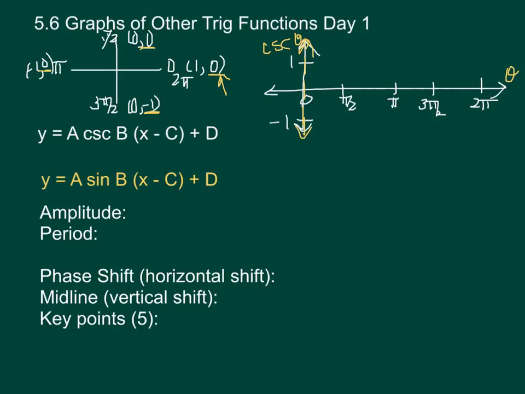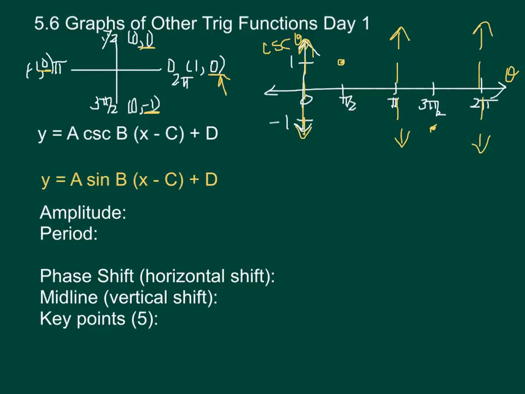At pi over 2, the reciprocal of 1 is 1. At pi, the reciprocal of 0 is undefined, so we have another vertical asymptote. At 3 pi over 2, the reciprocal of -1 is -1. And at 2 pi, the reciprocal of 0 is undefined.